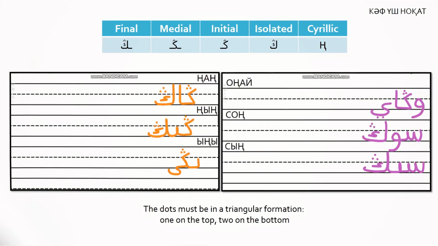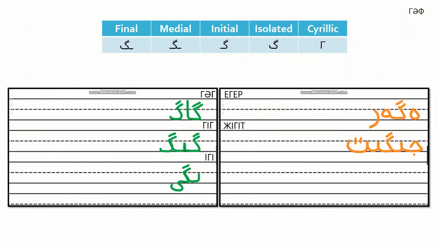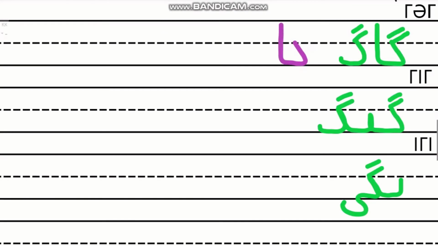Next up, we have gaf, which corresponds to the Cyrillic letter ge. Its initial and medial forms are identical to kaf, except that it wears 2 caps on the top. The isolated and final forms look essentially the same as the others.